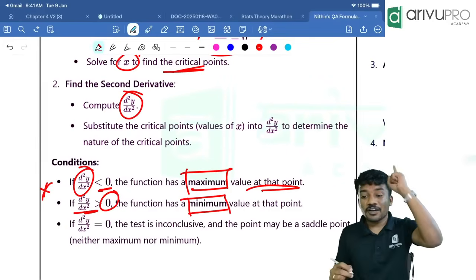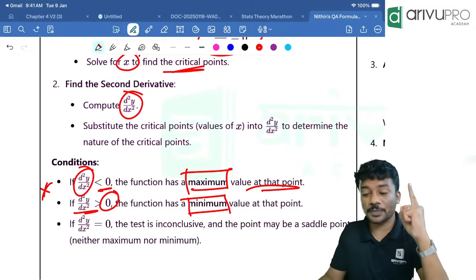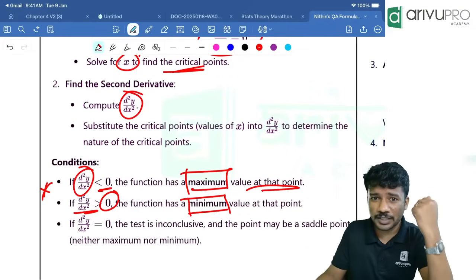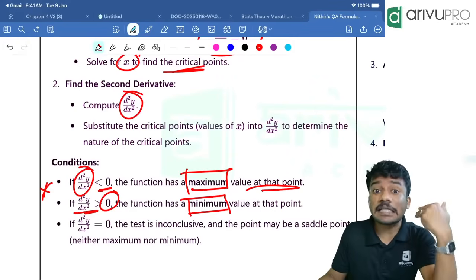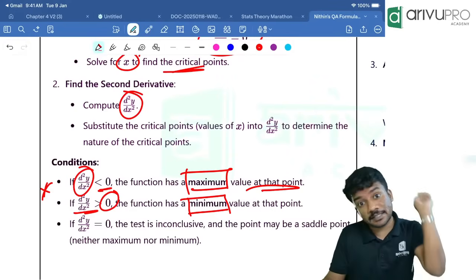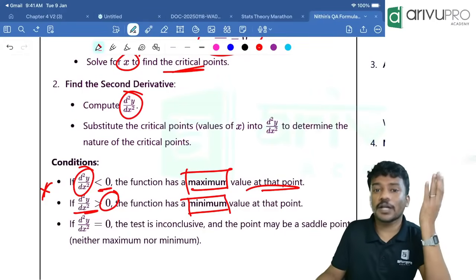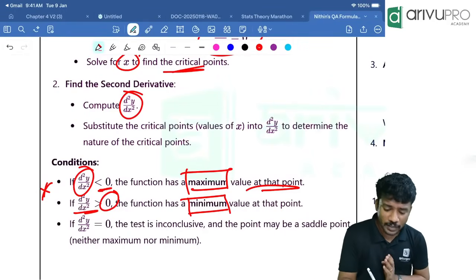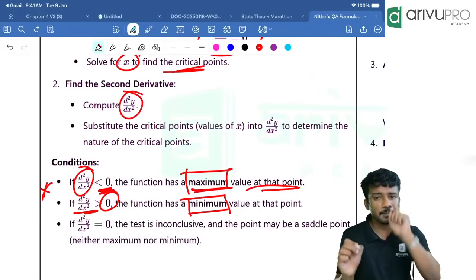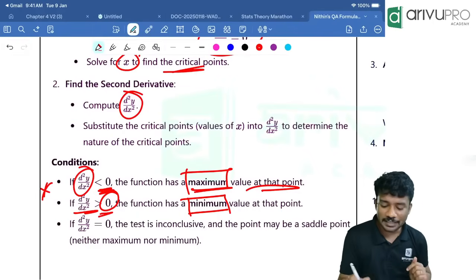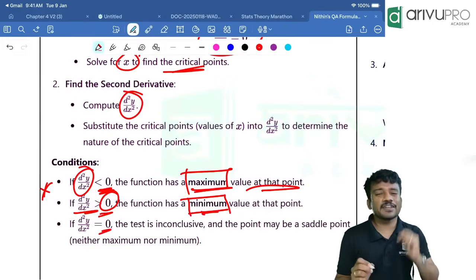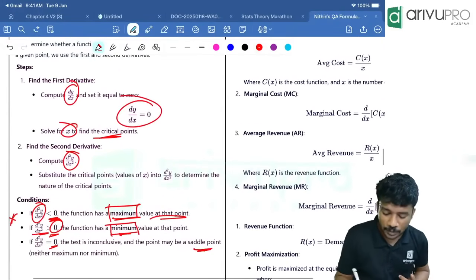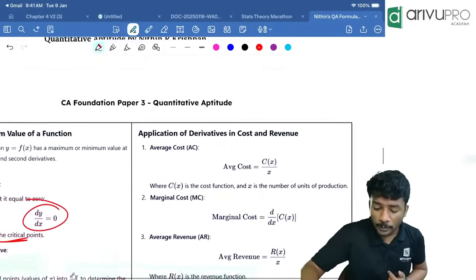First step is what? First, find the derivative with respect to x. Second, find the value of x by equating it to 0. Then find d square y by dx square and substitute the value of x. Then what is the last step? We will check the value of d square y by dx square: if it is less than 0, the function has a maximum at that value. If it is greater than 0, minimum at that value. If it is equal to 0, the point is called a saddle point, neither maximum nor minimum.